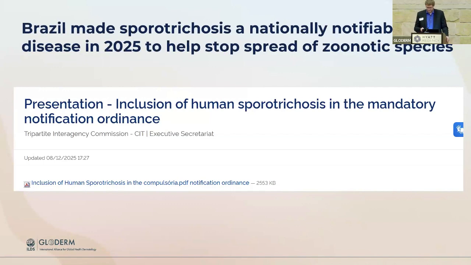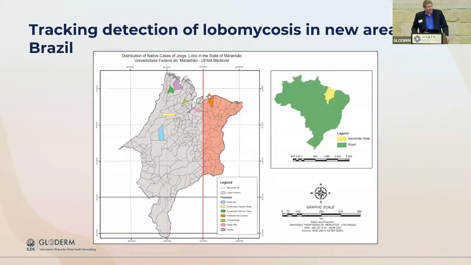I don't want to forget about our neglected non-NTDs. We are also tracking the detection of local mycosis in new areas of Brazil. Historically, we thought it was limited to the Amazon basin area, but we have now seen it outside of that area in Brazil. We're not sure what it means, but at least we can raise awareness among healthcare providers to keep it on their differential, which is really important as we better understand its environmental niche.